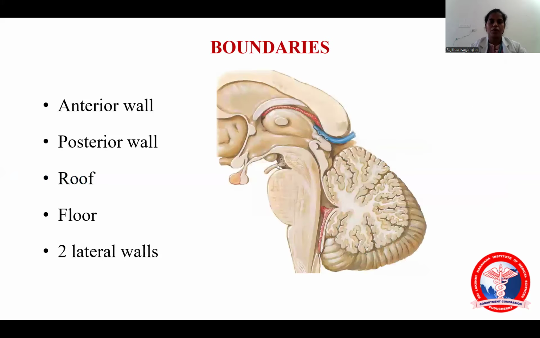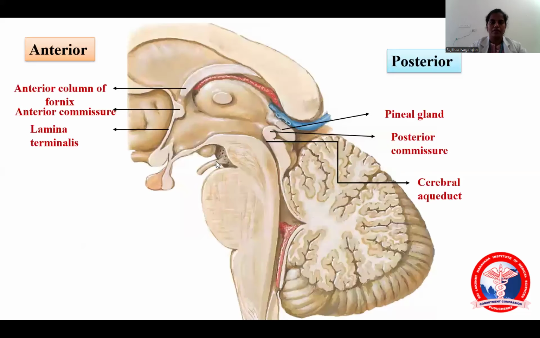Now let's move on to the boundaries. Boundaries of the third ventricle are the anterior wall, posterior wall, roof, floor, and the two lateral walls. Now the anterior wall is formed by the anterior column of fornix, anterior commissure, and lamina terminalis. So the anterior wall is formed by these structures, which is the anterior column of fornix. Then we have the anterior commissure, then there is the lamina terminalis.